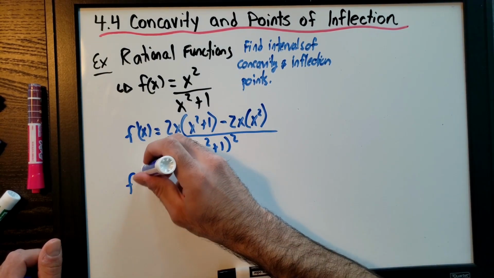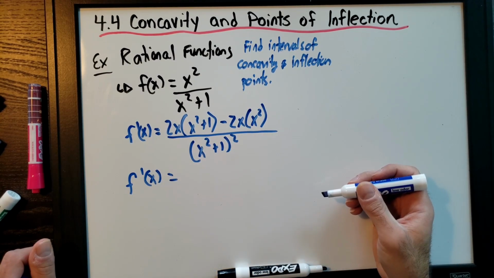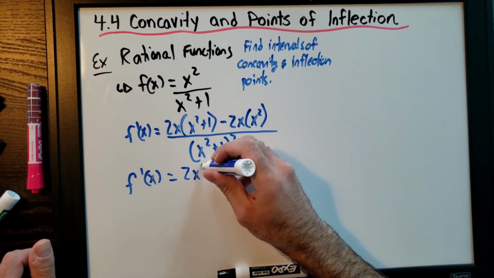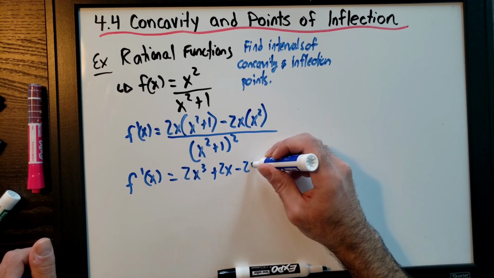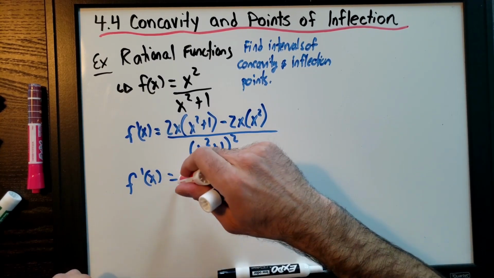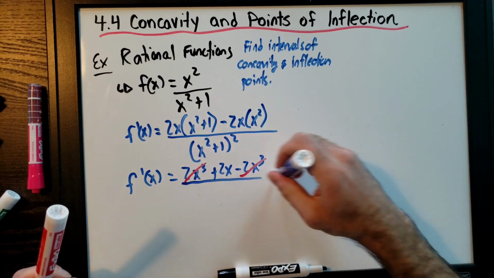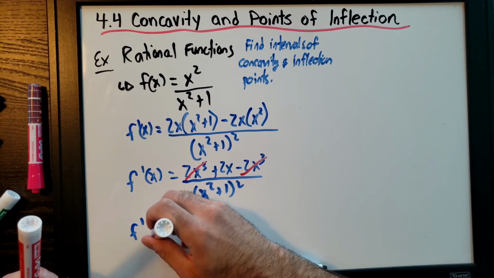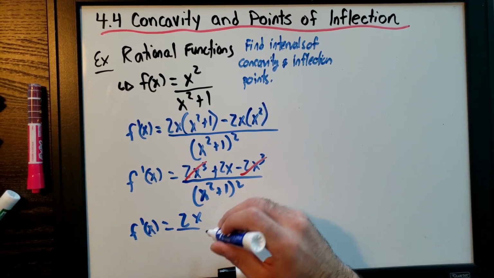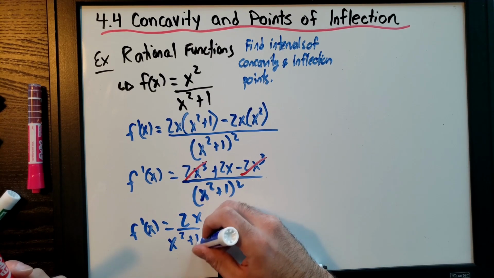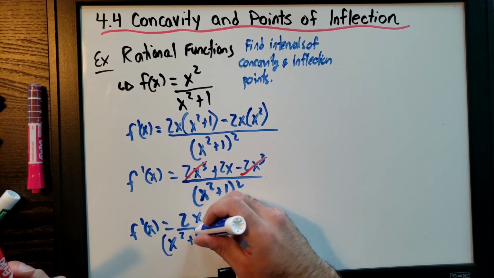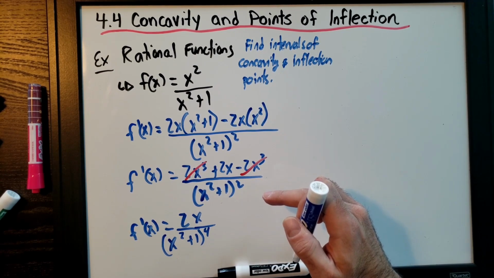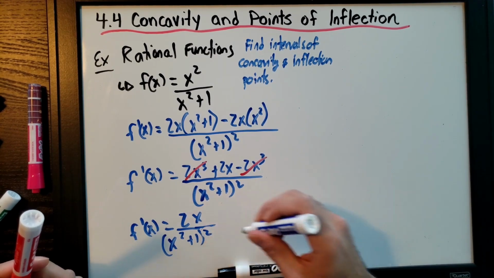Okay, now we're going to clean this up. We're going to clean it up and then derive it again. So this is going to be 2x cubed plus 2x minus 2x cubed. And I can cancel out my 2x cubeds. Goodbye. All over x squared plus 1 squared. Okay, so f prime of x is just 2x over x squared plus 1 to the 4. I lied, to the 3. I lied again, to the 2.